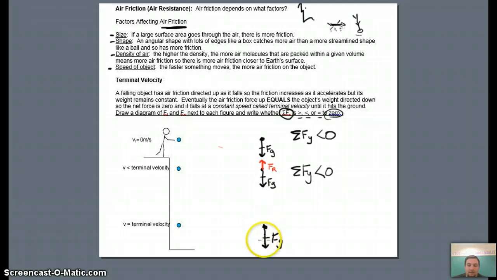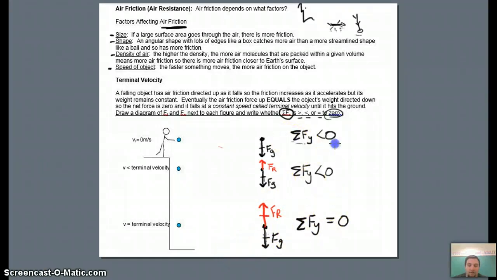So here's my weight again. I'm meaning to draw these vectors the same here and in each of these situations. However, now my resistance force has grown so much that it is equal and opposite to my weight. That's going to be the same length as well. Call that force of resistance. It's equal and opposite now. So what does that mean? That means the net force at terminal velocity, so the net force in the y direction, is equal to 0. If the weight is 5 newtons, the resistance force would be 5 newtons, and it would cancel out.